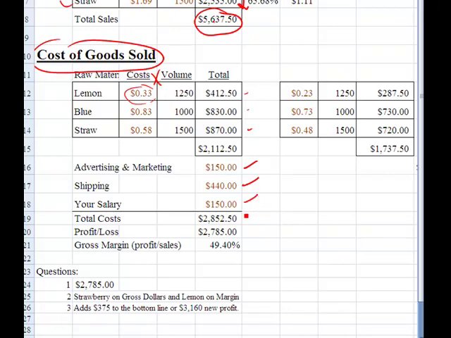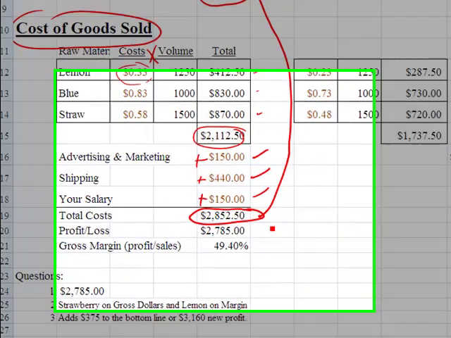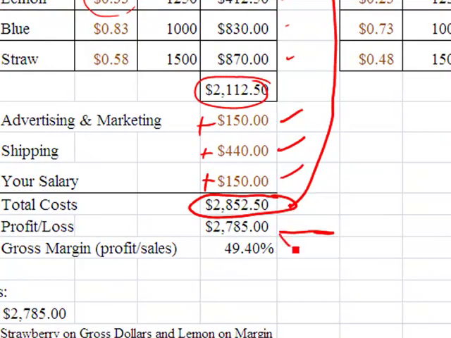out of it. So we add this plus that plus that equals $2,852.50. When we subtract that from that, it gives us what our profit's going to be: $2,785.